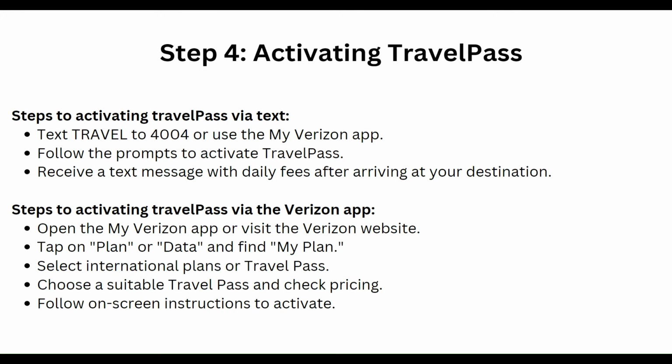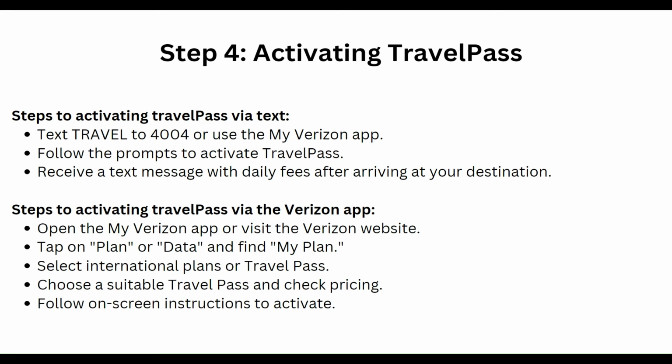And after this, activating the travel pass. The first way to activate the travel pass is via text. Text the word travel to 4004 or use the My Verizon app. Follow the prompts to activate the travel pass. After this, you will receive a text message with the daily fees after arriving at your destination.